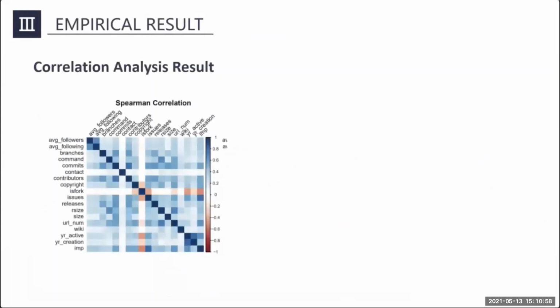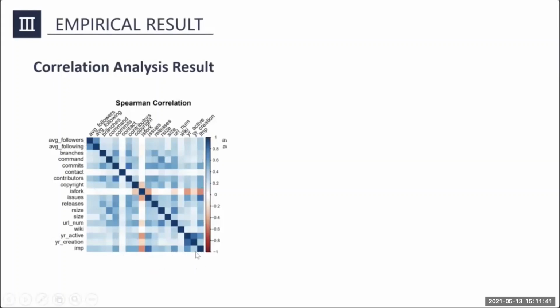So the 3 correlation analyses show consistent results, so we just use the Spearman correlation to show the results. As we can observe from this figure here, we have 17 features, and the last row NP represents the impact. As we are interested in seeing what factors are correlated with project impacts, we can only pay attention to the last row or the last column as they are symmetric.